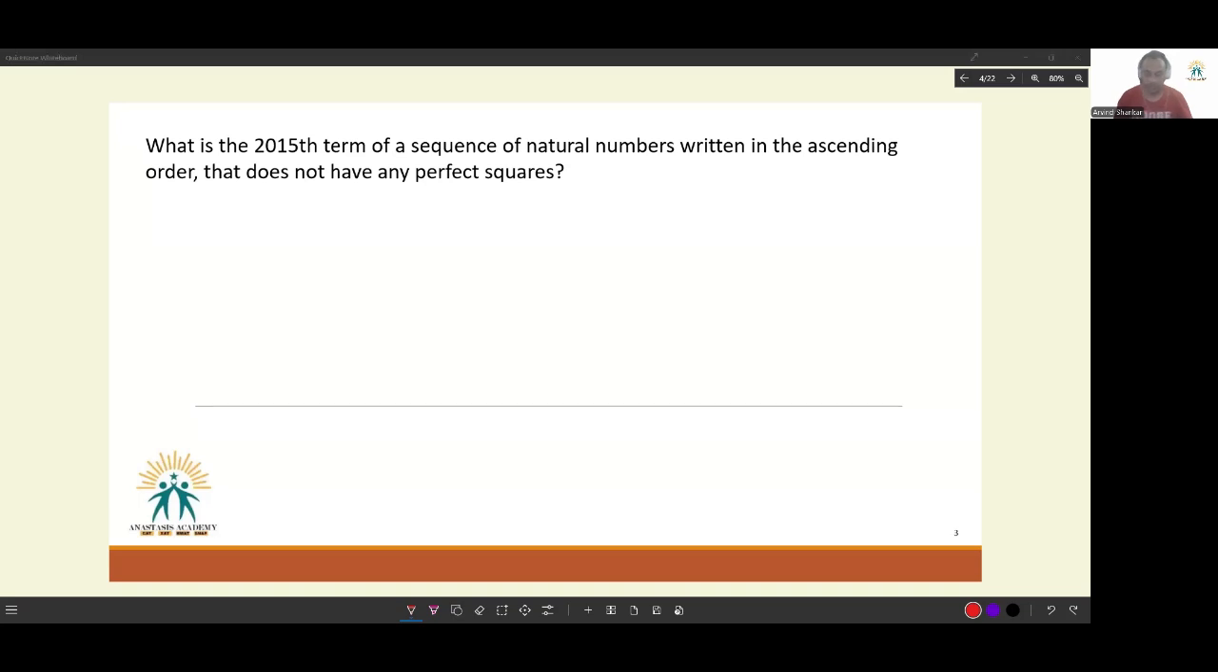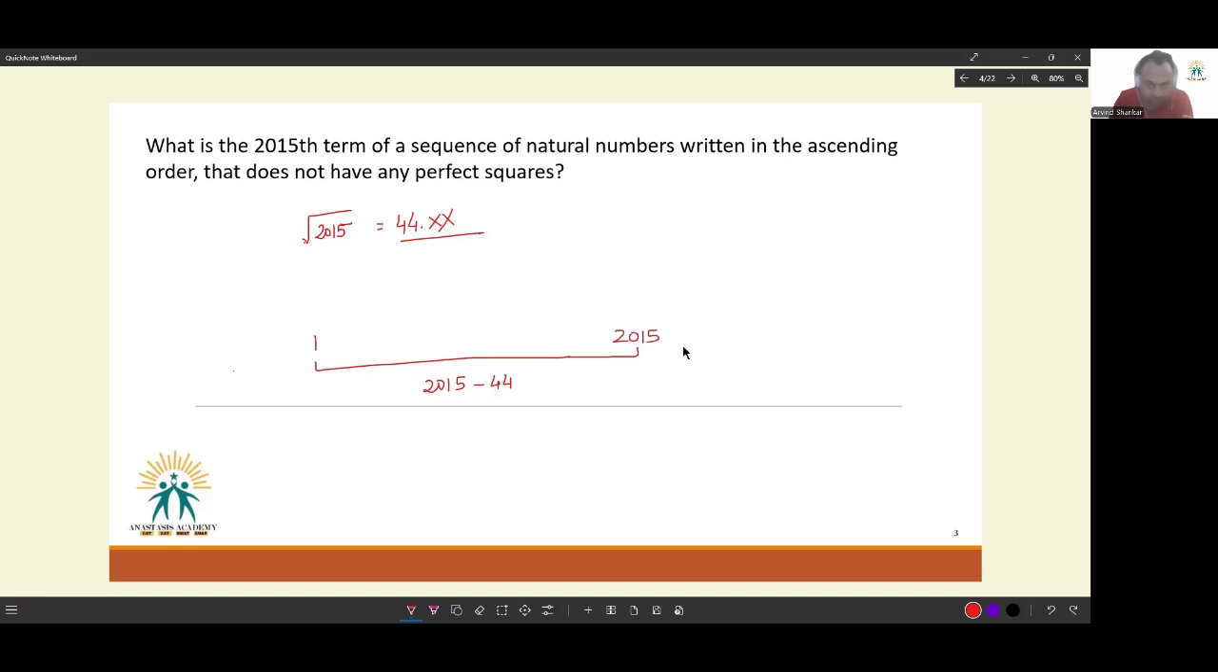Okay. Next question. This is also fun. What is the 2015th term of a sequence of natural numbers written in ascending order that does not have any perfect squares? Essentially, we are counting, but we have to remove perfect squares from the record. So 2015, if I take the square root, will be 44 point something. From 1 to 2015, I have 2015 numbers, but because there are 44 perfect squares included, I have to remove 44 numbers.